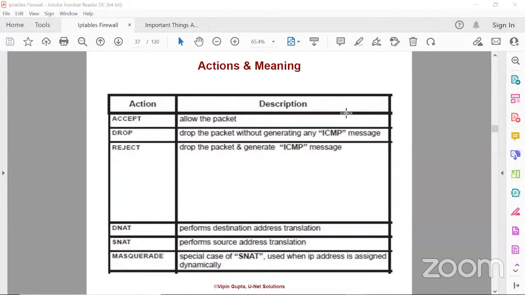Just one question is there. Why are you using ICMP? Because blocking ping comes under the ICMP protocol. So we cannot specify ping directly. We have to specify ICMP.